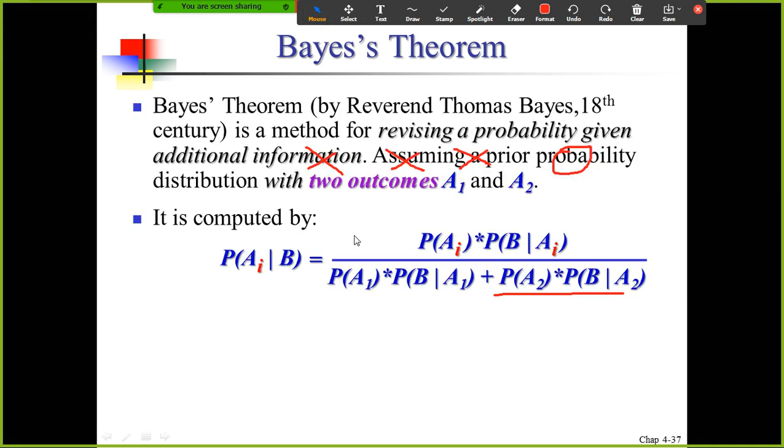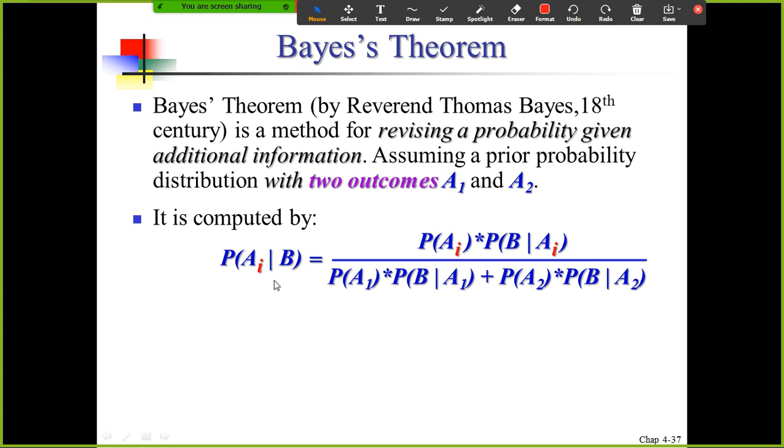So B here represents B4, because this is only for our question. B here should represent B4, not B1, B2, B3. So B here represents B4 only, based on the question. This is what we call posterior probability.